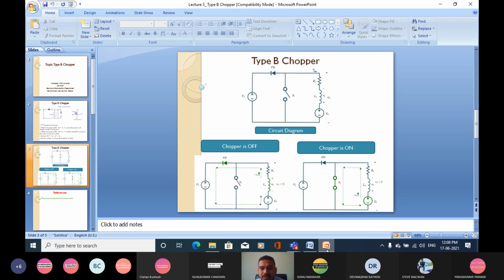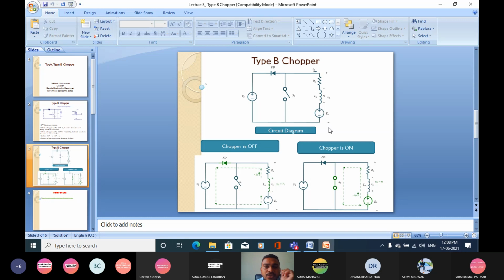So here, this is the basic circuit diagram in which we have a source, we have a freewheeling diode. Here is the freewheeling diode, here is the chopper, that is represented by a switch. Here is the load, RLE type load. So this switch is connected across the load. This chopper is connected across this load, represented by the switch.